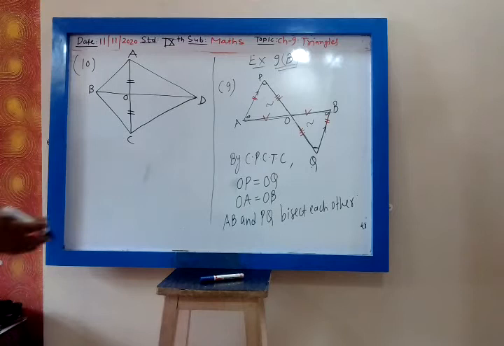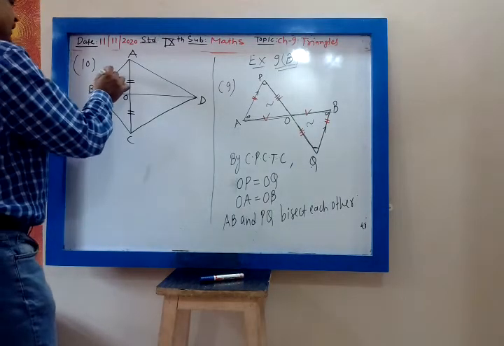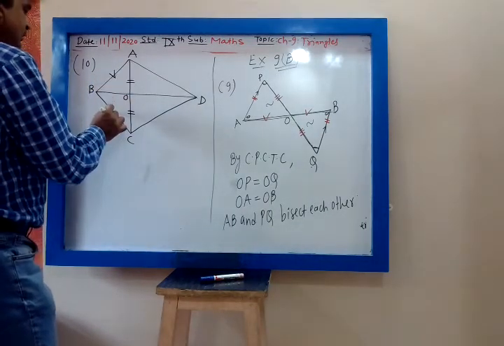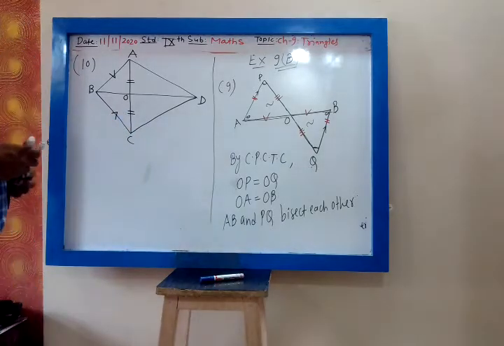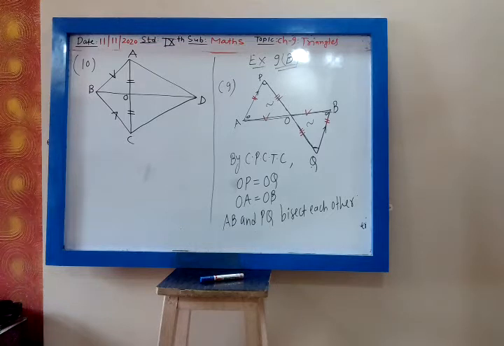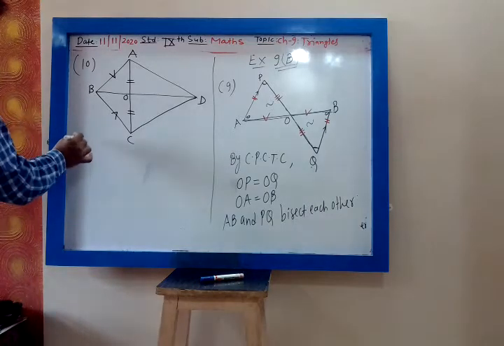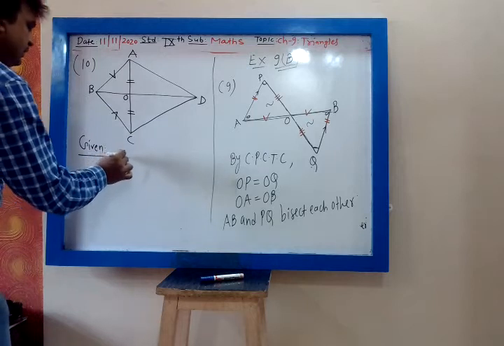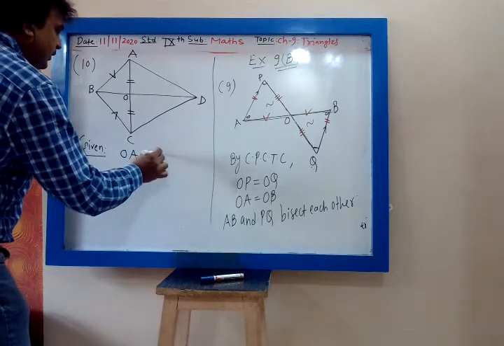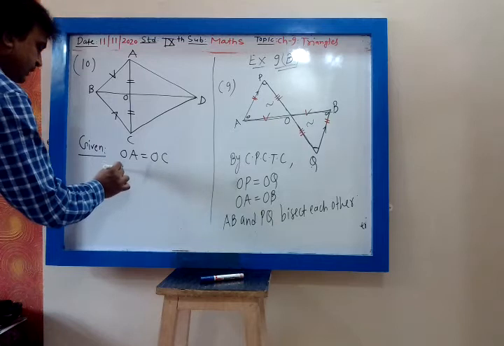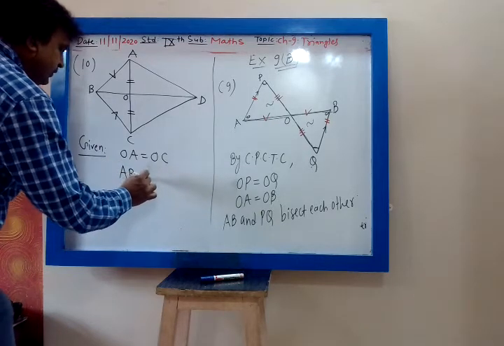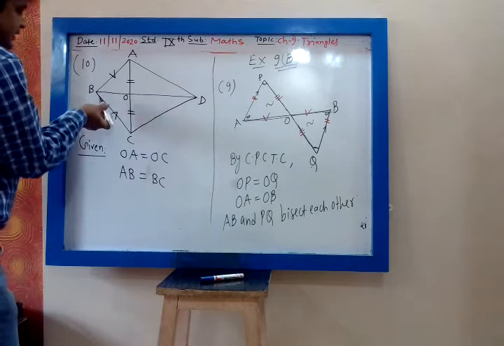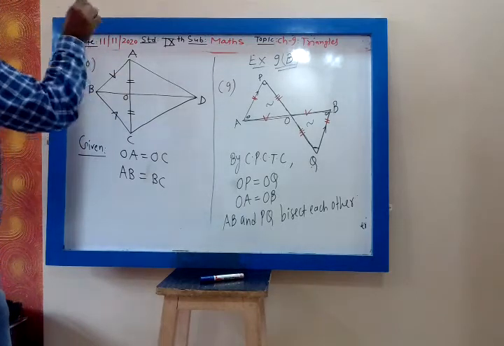AB is equal to BC. It is also given equal. Prove that angle AOB is 90 degrees. So you write given. First you will write given. We are given that OA is equal to OC and AB is equal to BC. They are given equal. This side is same as this side. This side is same as this side.